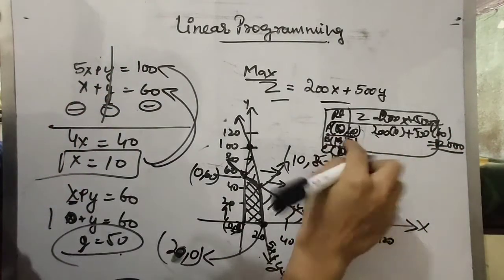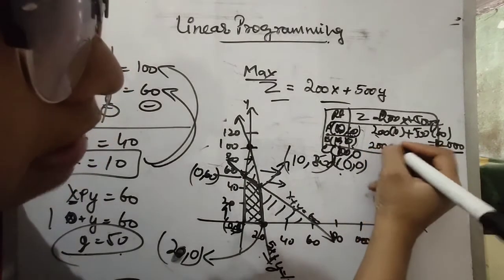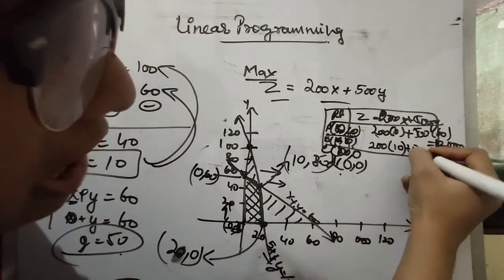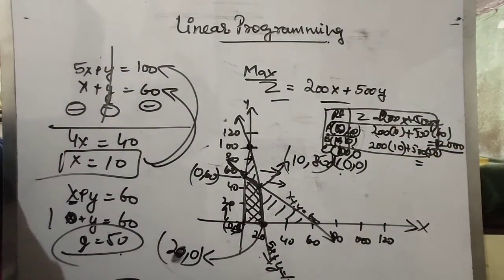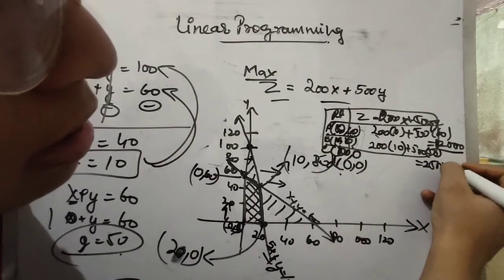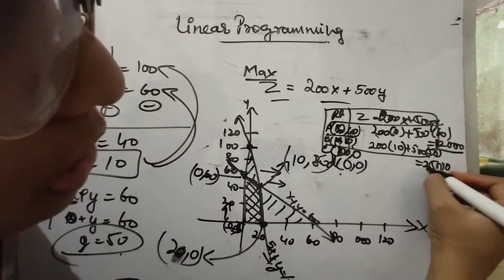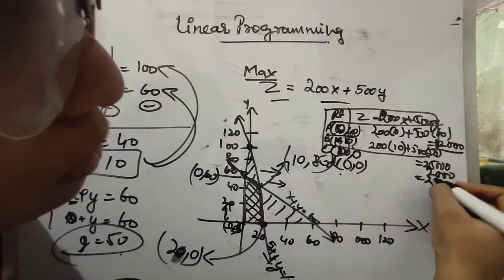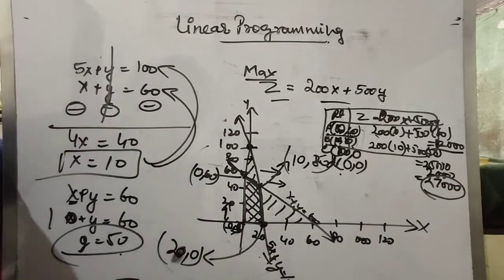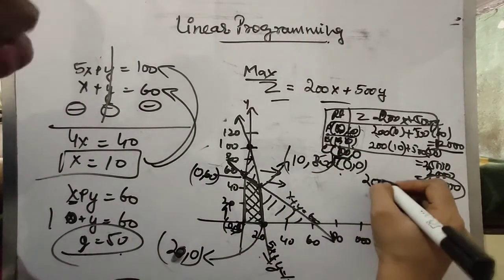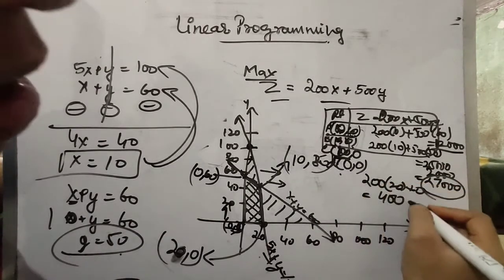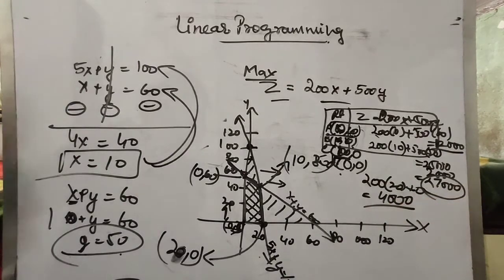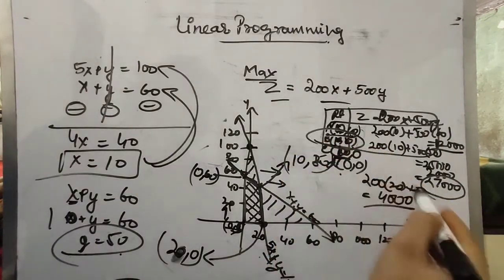Okay. Next one is (10, 50). So 200 multiplied by 10 plus 500 multiplied by 50. So I'll receive 25,000 and 2000, so I'll receive 27000. This value comes out to be 27000. And the next one I'll also plot here, that is 200 into 20 plus 0. That comes out to be 4000. So I can see my maximum value is at point B.